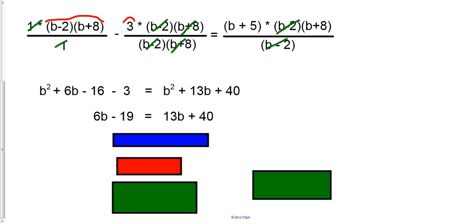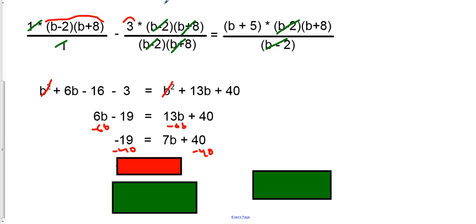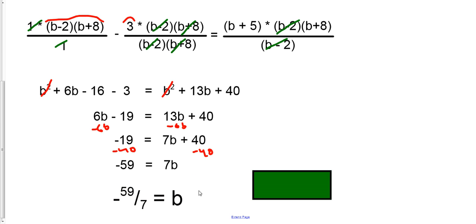We can start first by taking away the b squareds, and also negative 16 minus 3 becomes negative 19. At this point, let's subtract 6b from both sides. When we do that, we will now have negative 19 equals 7b plus 40. Now we'll take away 40 from both sides. Negative 19, take away 40, becomes negative 59 equals 7b. And to get b alone, we divide both sides by 7. So we'd get b equals negative 59 over 7.